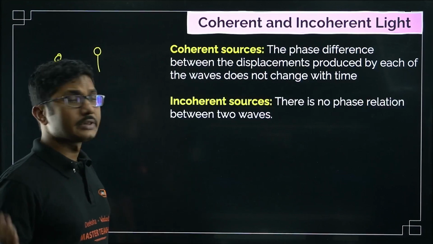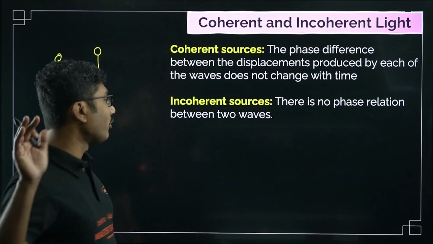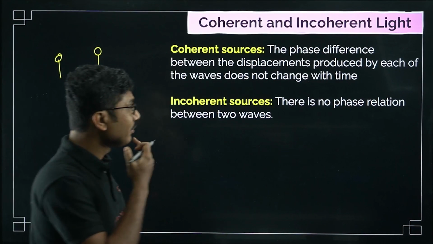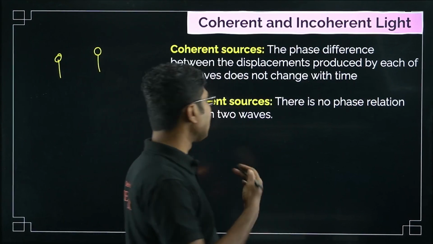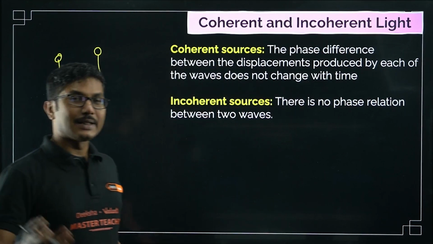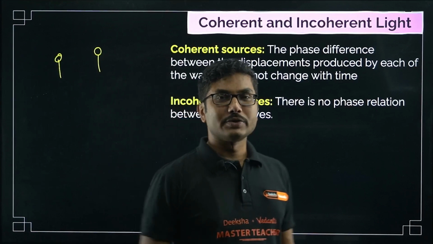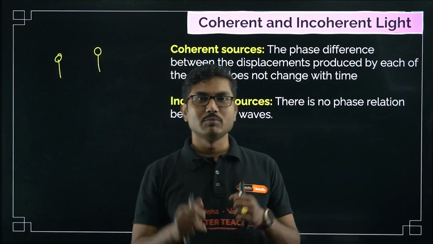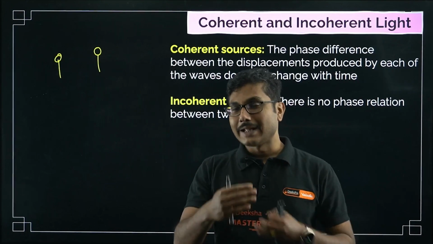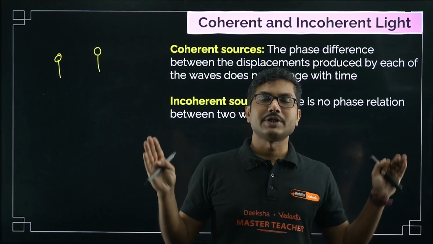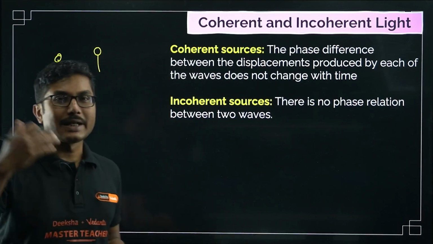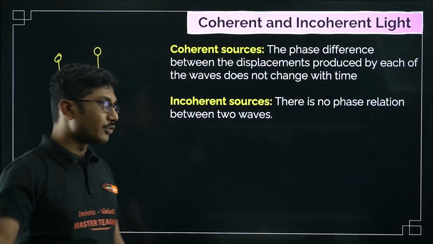Now incoherent sources are easy. Those who do not follow any rules are called incoherent sources. So there is no phase relation between the waves. In the example I gave you, your friend moves 3 paces, you move 2 paces, or your friend moves 2 paces, you move 3 paces. If the gap between you and your friend keeps on changing, then there is no phase condition. So we will say that is an incoherent source.